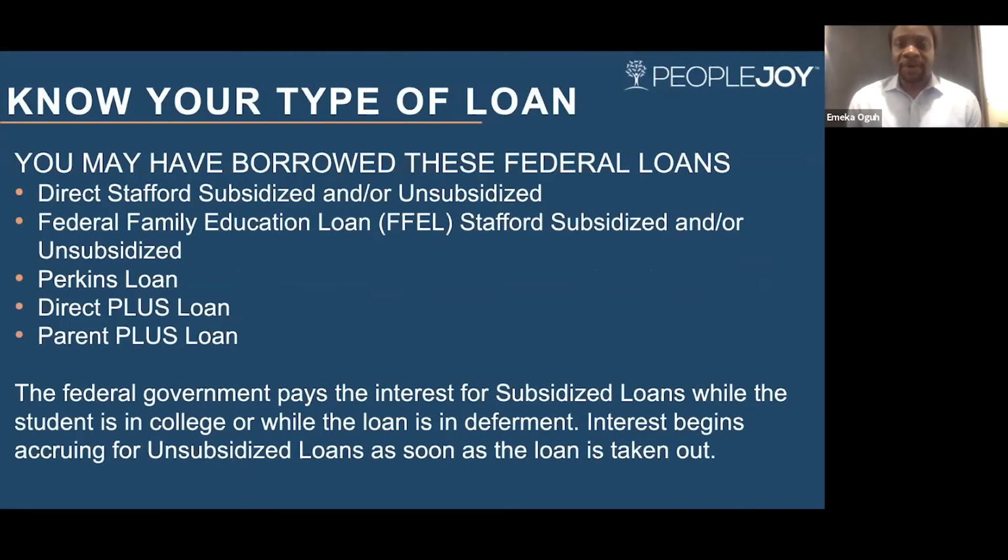Another thing that's really important is to know the type of loan that you have. So there's several types of federal loans. You have Direct Stafford loans, you have Federal Family Education Loans, there's Perkins loans, Direct PLUS loans, and Parent PLUS loans. And all that information is going to be found on that My Student Data file that we talked about. The reason why it's important to know your type of loan is that different loan types have different payment plans, they have different forgiveness options, they have different subsidies that you can be eligible for. And you want to know what type of loan that you have to know what programs those loans may be eligible for, if any.